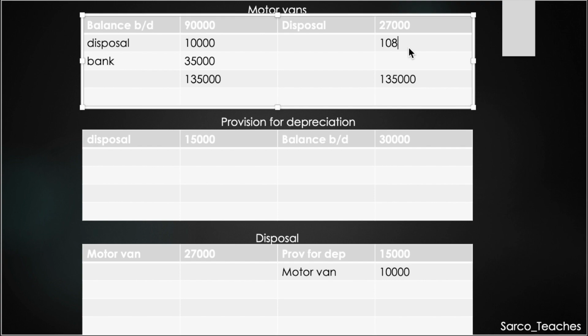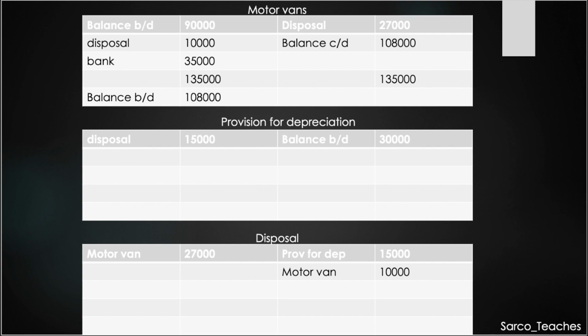So we need to write 108,000 on the credit side and 108,000 on the debit side under the total. And in case you're wondering how I got that 108,000, I just did 135,000 minus 27,000. The reason why we used the 108,000 as the cost is because that's the new balance brought down. That's the new cost of our motor vans. So we always use new data. So 108,000 is our cost.